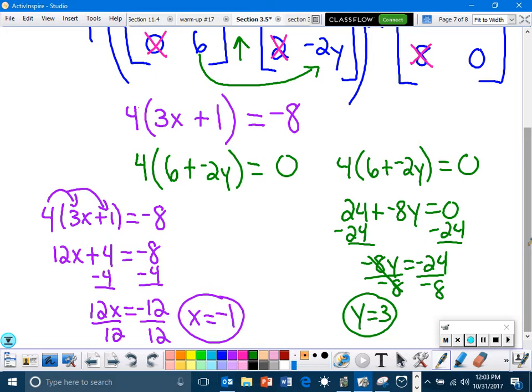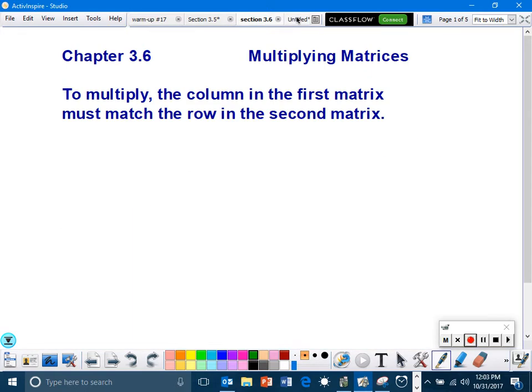Okay, the rest of the lesson. Okay, chapter 3.6. Okay, section 3.6. Now, at any point, if I'm going too fast and you can't keep up, please pause or rewind the video so that you can get all of the notes. All right, so here we go. To multiply, the column in the first matrix must match the row in the second matrix. So we're going to be doing multiplying matrices here.